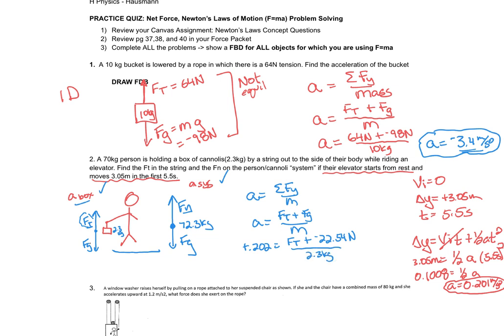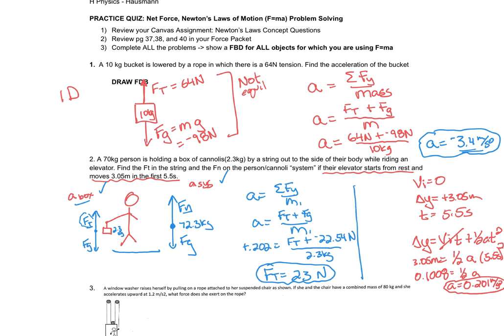Rearrange that, solve it your own way. Your force of tension on the cannolis, on my favorite pastry dessert, is going to be 0.202, cross multiplied by 2.3, and then we add 22.54 to both sides, and I got 23 newtons of tension. Came out to be 23.00. And if you wanted to do a third sig fig, 23.0. Okay, so that's the cannolis. That's object number one.